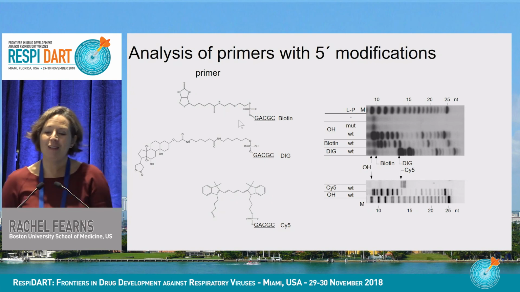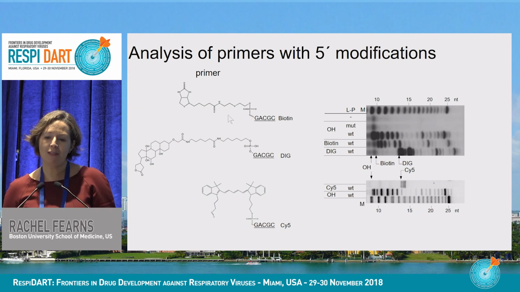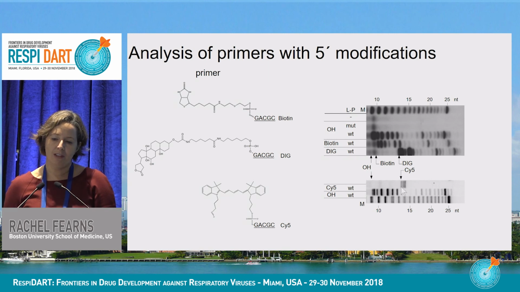I'm quite surprised. So this is looking at primers with 5' modifications. We looked at biotin, digoxigenin, and Cy5. And here it is with just a normal 5' hydroxyl primer, and that's our positive control. And with the modifications of biotin or digoxigenin, the polymerase can still use those as primers. Unfortunately, with Cy5, it doesn't work so well. Probably this is too bulky and not getting out of the exit channel.